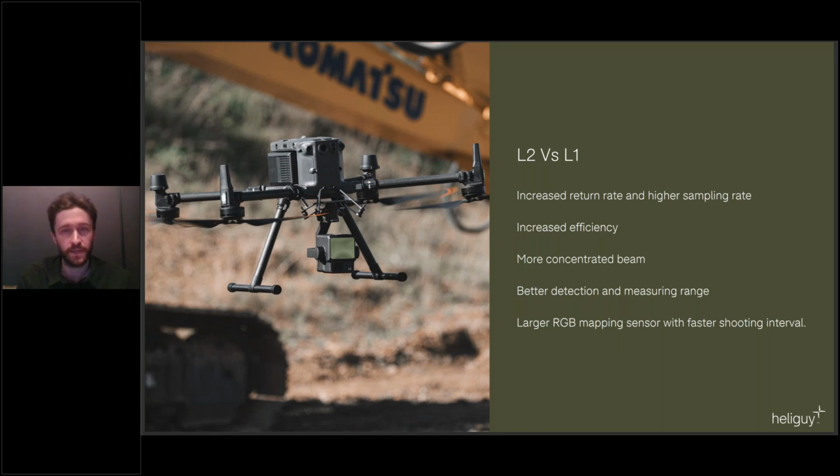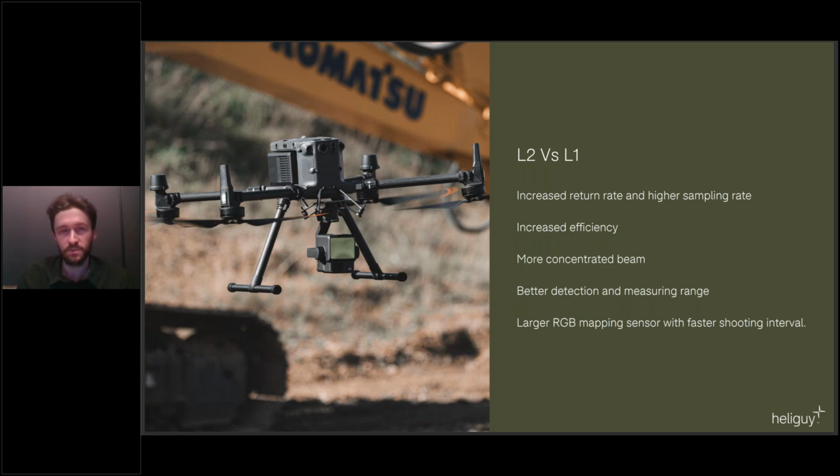The higher sampling rate has also improved things. So this has led to a greater point cloud density, and the increased likelihood of detecting small features due to the improved coverage that means. The L2 can also be flown faster. It can handle flights up to 15 meters per second, as opposed to the range of 8 to 13 meters per second with the L1.